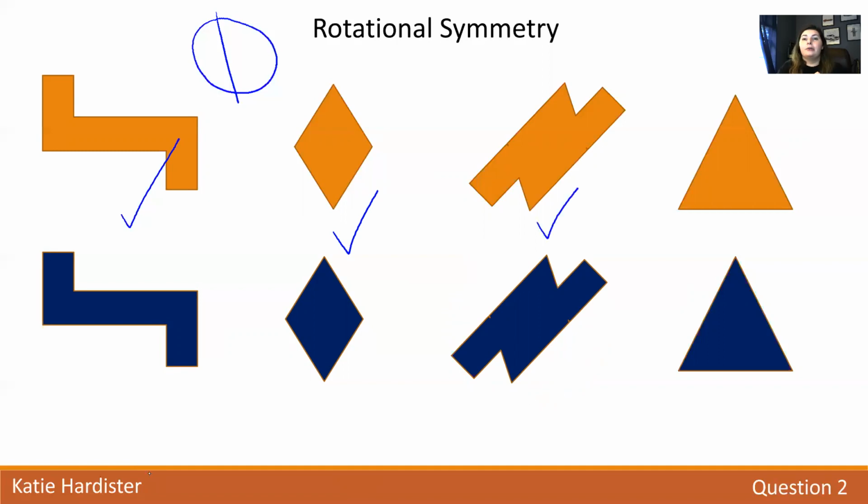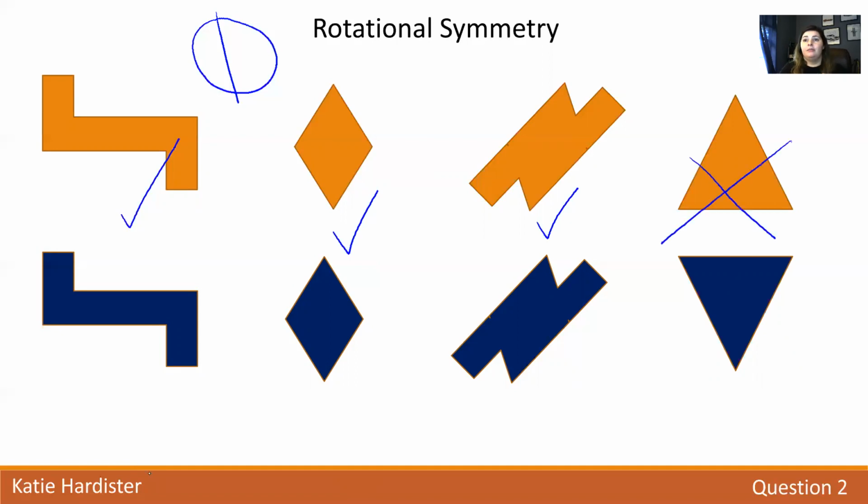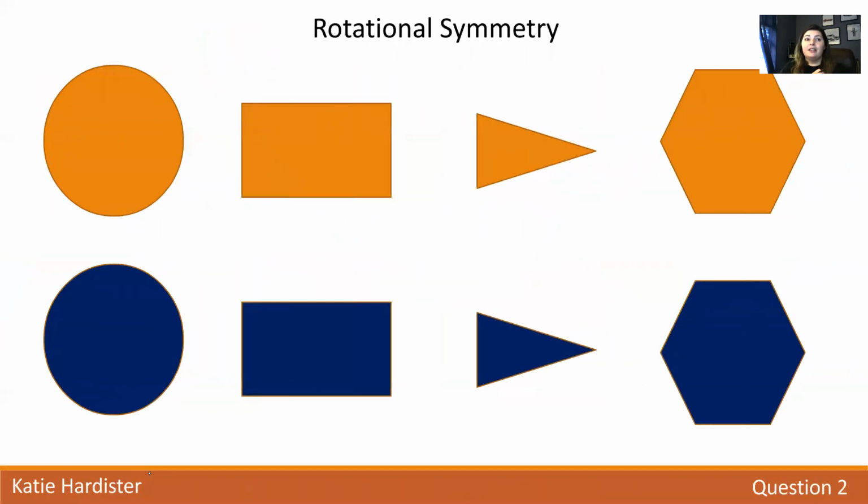Now what about this triangle? Surely the triangle has rotational symmetry. It has 3 sides and 3 vertices, or vertex corners. So let's flip it 180 degrees. Now, what I want to point out with this is that the tops of our triangles are now pointing in opposite directions, meaning the orange shape does not look like the blue shape, so it does not have rotational symmetry. Let's jump on to our next ones.